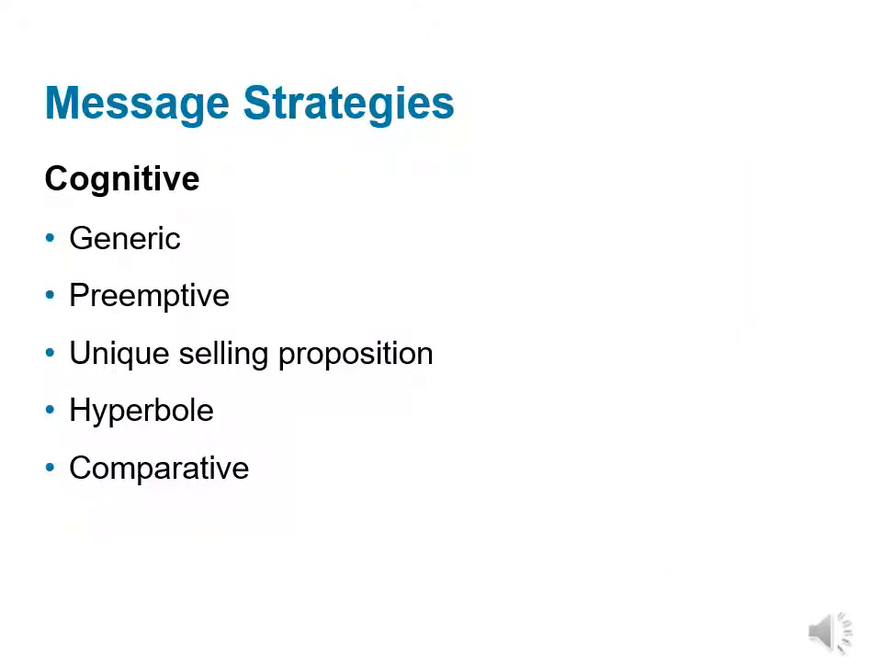A cognitive message strategy presents rational arguments or pieces of information to consumers. Cognitive message strategies are designed to influence the cognitive component of attitude, which deals with beliefs and knowledge. Cognitive message strategies can be divided into 5 types: generic, preemptive, unique selling proposition, hyperbole, and comparative.